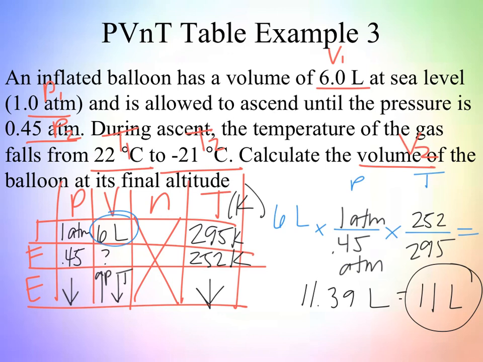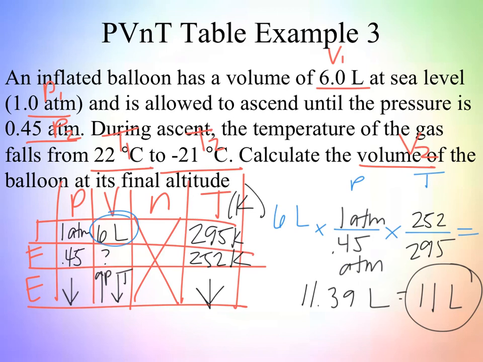Now, you might be asked a question that says, which had more of an effect, the pressure or the temperature? Well, if you notice, my initial volume was 6 liters, my final volume is 11 liters. So my volume actually increased. So if my volume increased, which of these two variables had more of an effect? Well, the pressure probably had more of an effect, right? Because if temperature had more of an effect, volume would have decreased. But it didn't. It increased. So pressure had more of an effect.